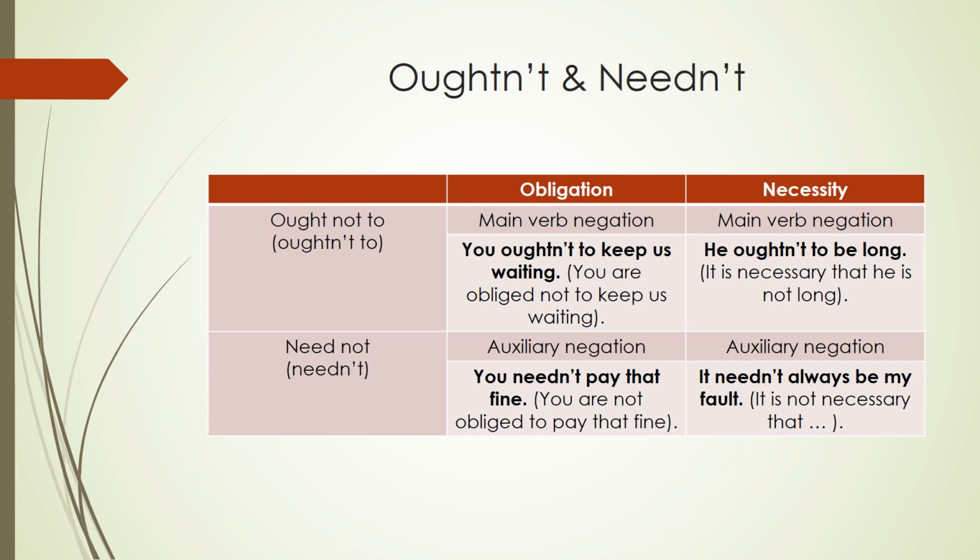So with this, we have finished talking about the different modal auxiliaries that we have in English, with their meanings in the negative sentences, and the patterns that we should follow with each one of them.